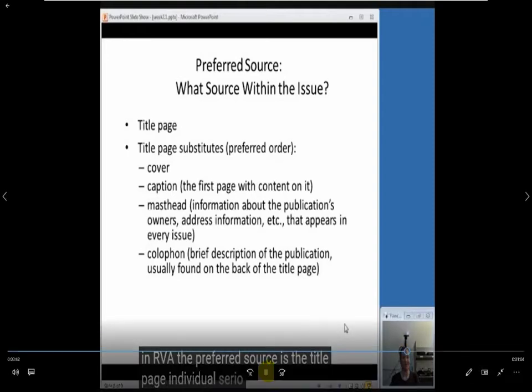Individual serial issues don't necessarily always have title pages. Title pages by definition don't have any other content on them, and a lot of times serials will give their title on a page that has a table of contents or something like that. So if you don't have a title page, the substitutes in preferred order are the cover, and if you don't have anything on the cover, then go for the caption, which is the first page with content on it. The next option is a masthead, which is information about the publication that appears in every issue. And the last option is the colophon, which is a brief description of the publication, usually found on the back of the title page.